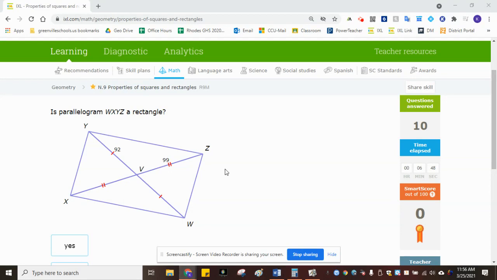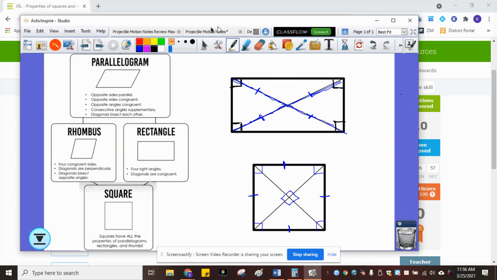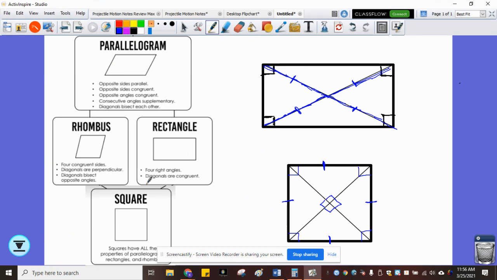All right, the other IXL that people had trouble with is properties of squares and rectangles. So N9 is properties of squares and rectangles. Again, you had to get an 85 on it. And remember with rectangles, all four corner angles are 90 degrees and your diagonals are congruent. So if your diagonals are congruent and they bisect, then this bisected side and this bisected side are also congruent.